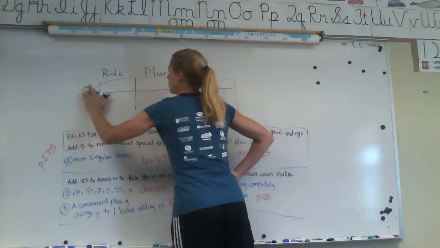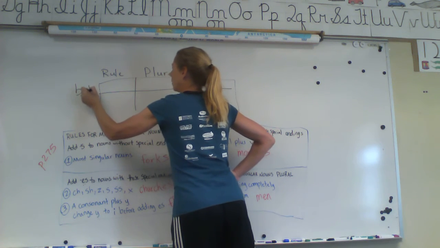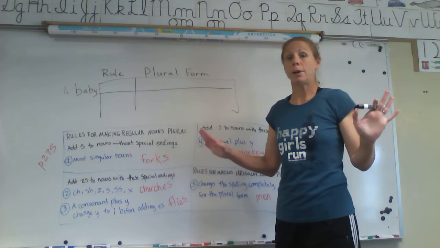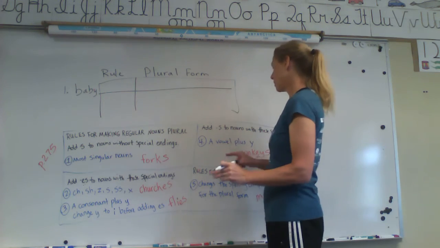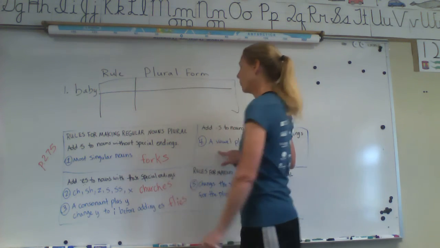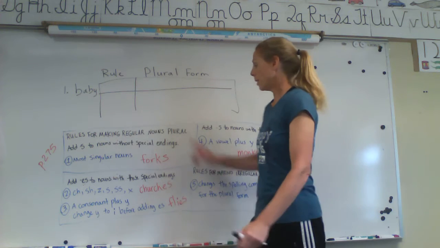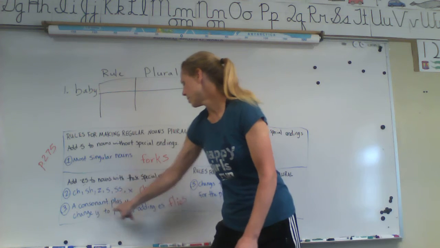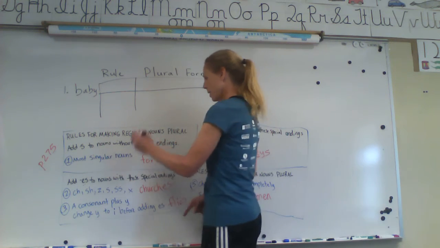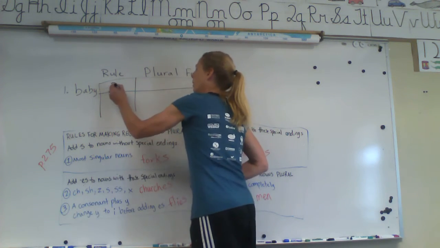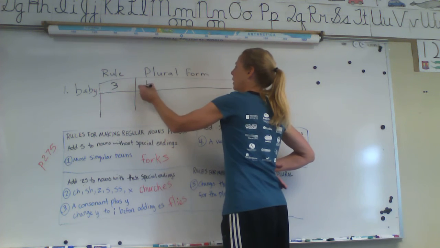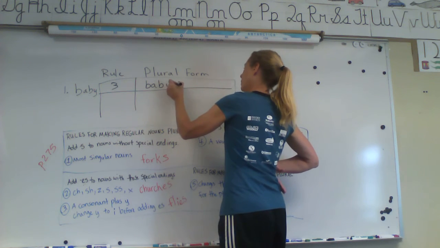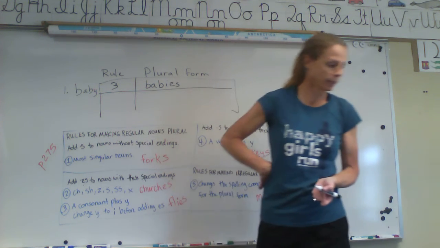They have the word baby for number 1. Baby ends in a Y, so I know it's got to be either rule 3 or rule 4. Before the Y is a consonant, so it's going to be this one: change the Y to I. So it's rule 3. Change the Y to an I and add the ES.